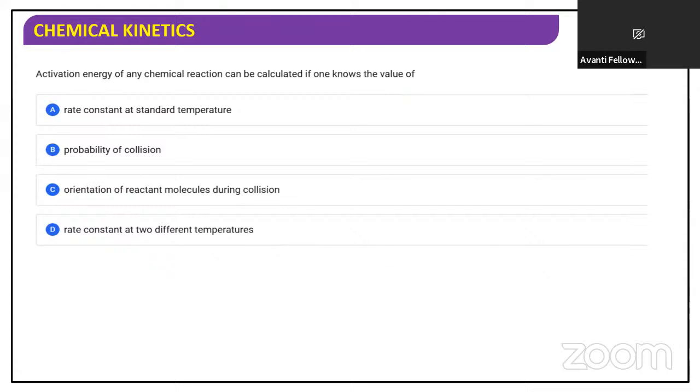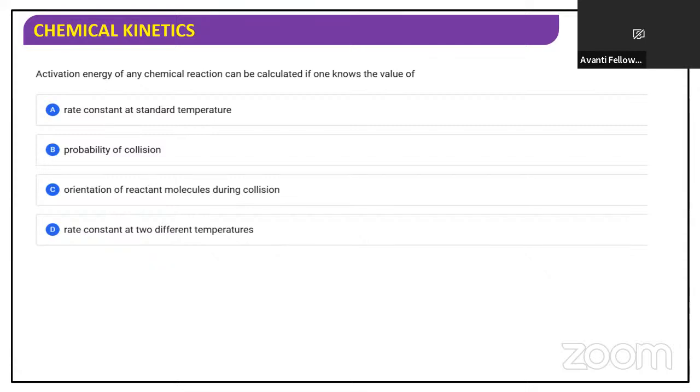They are asking, activation energy of any chemical reaction can be calculated. How? If we know the rate constant at two different temperatures. Obviously it's a very simple question. The first option states the rate constant at a standard temperature, not standard temperature, beta, rate constant at two different temperatures, right? Because we are using the formula.